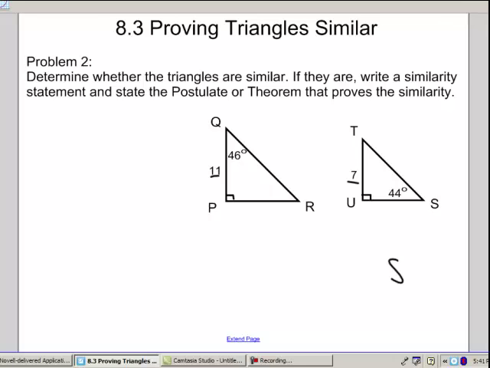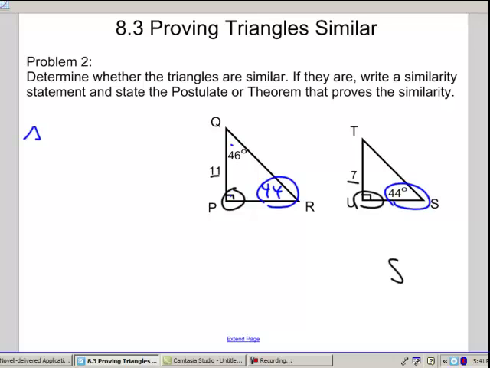Well, what about two angles? I've got a 90 degree and a 90 degree. The other one's 46 and 44. But before I give up, remember the triangle sum theorem says these angles have to total up to 180 degrees. How much more do I need to make these be 180 degrees? Sure enough, this one's a 44 degree angle. Now I have two angles that are congruent, and so the triangles are similar by angle.